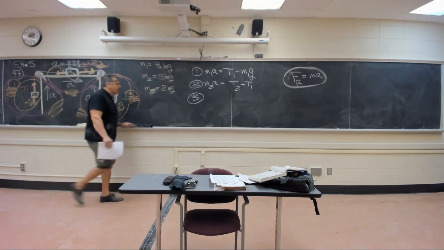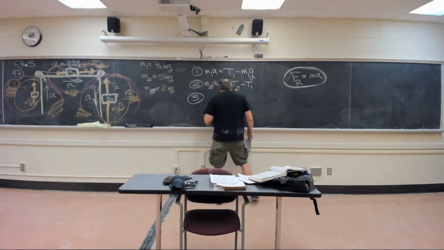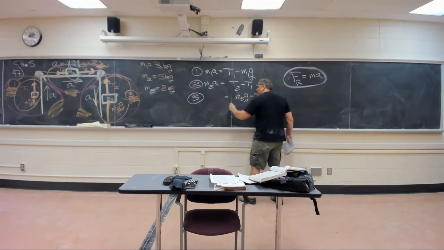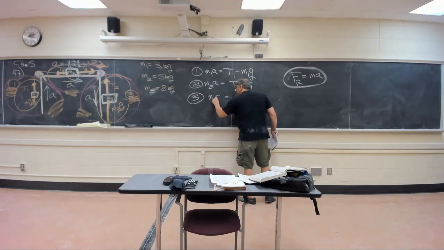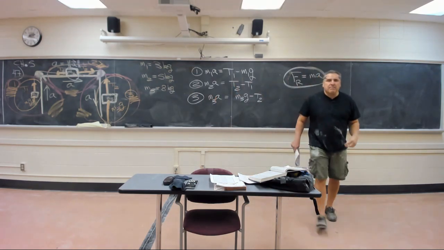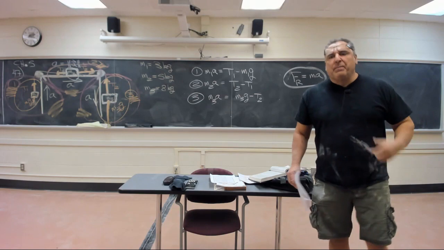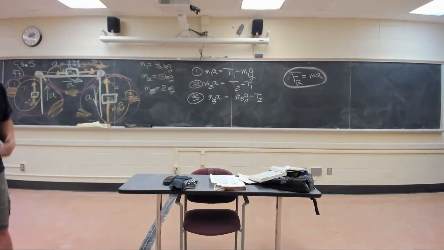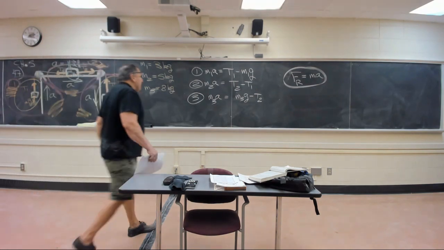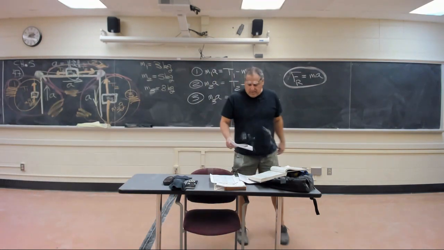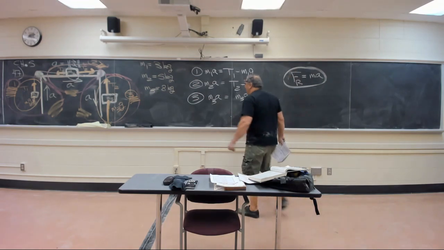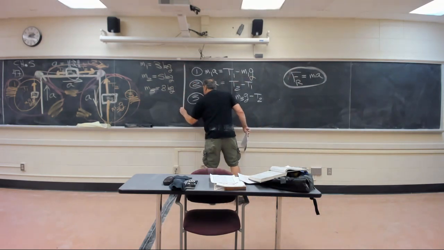I'm kind of debating with myself how to write this. We know that M3G minus T2 results in M3A, M3 accelerating. Why is everybody accelerating with acceleration A? Because they're all tied together. I've got this in your notes, guys, but this is what's going on.